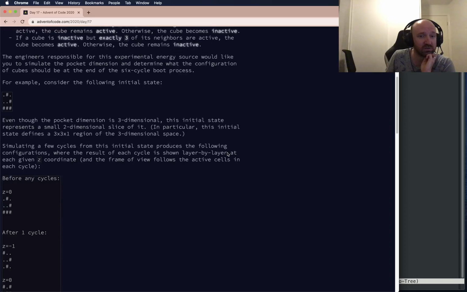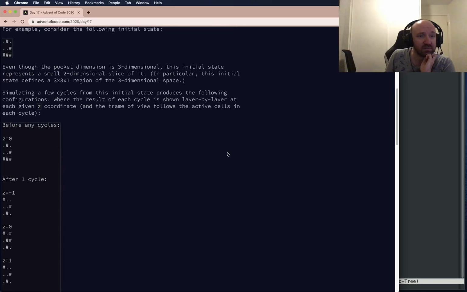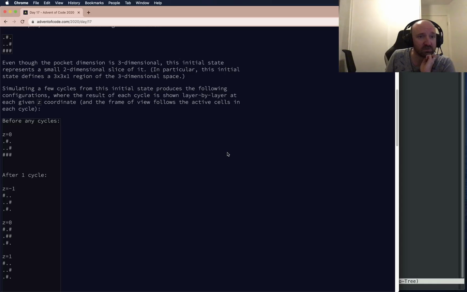For example, consider this state. Even though the pocket dimension is 3-dimensional, this initial state represents a small 2-dimensional slice of it. Simulating a few cycles from this initial state produces the following configurations, which are going to be a bit hard to visualize, shown layer by layer.